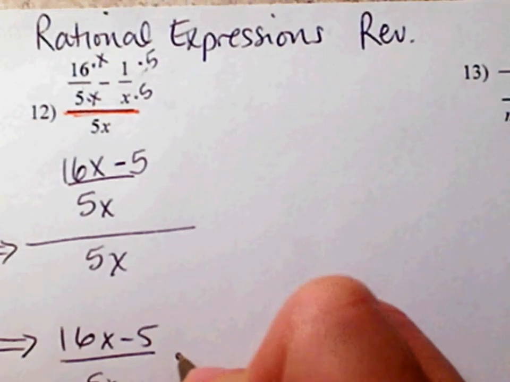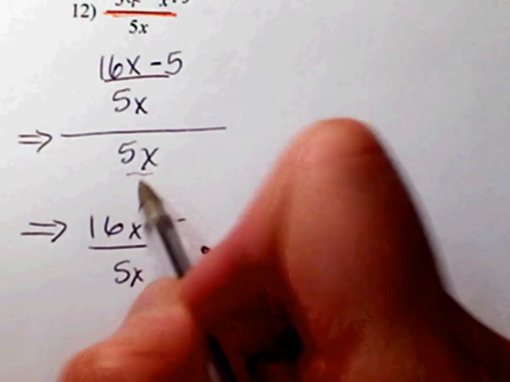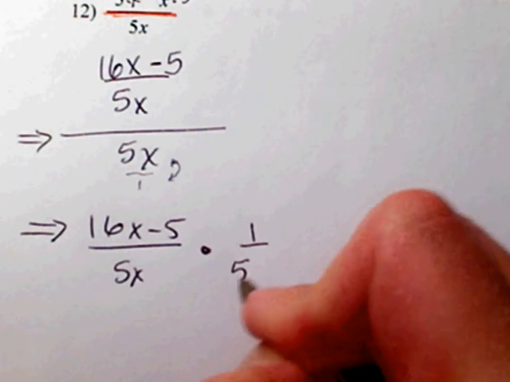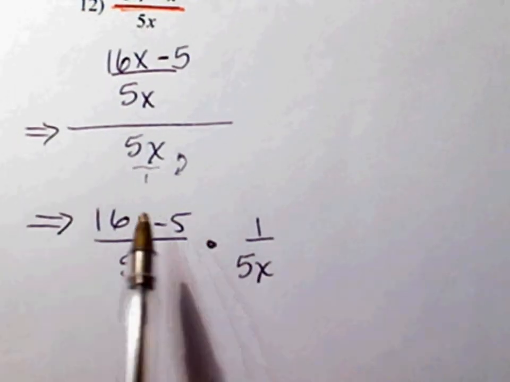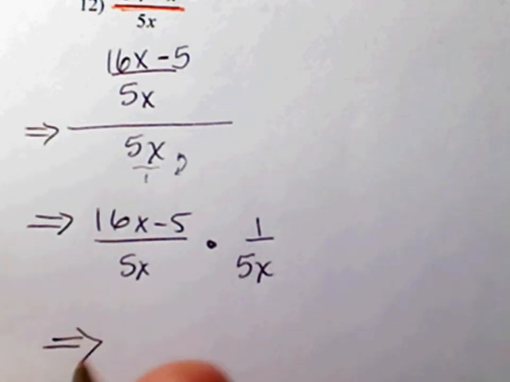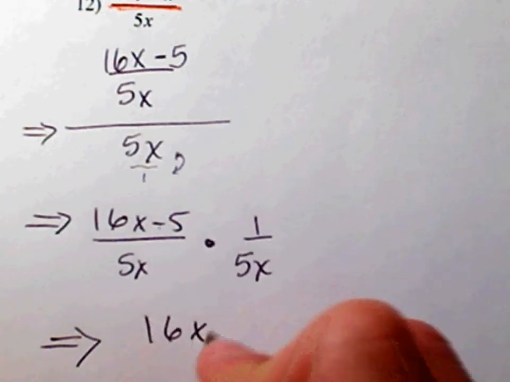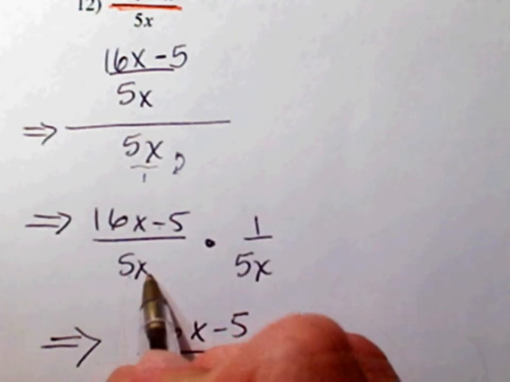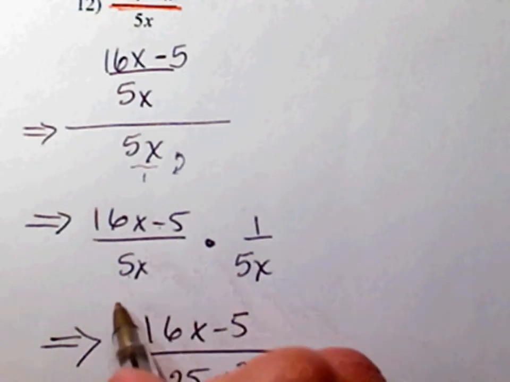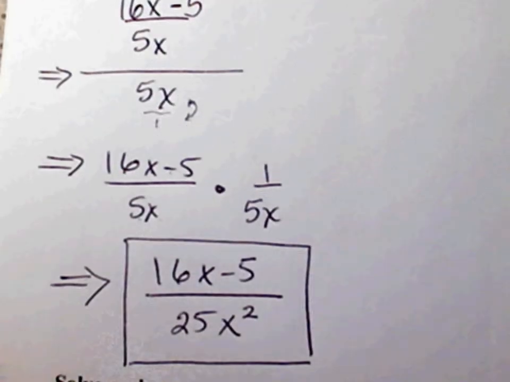Instead of dividing, I'm going to multiply. This is the same thing as 5x over 1. Take your reciprocal, 1 over 5x. Okay? You can just multiply across. Notice there's nothing for you guys to cancel out, so multiply across. 16x minus 5 times 1 is 16x minus 5. 5x times 5x is 25x squared. And that is as simple as you can make it for number 12.